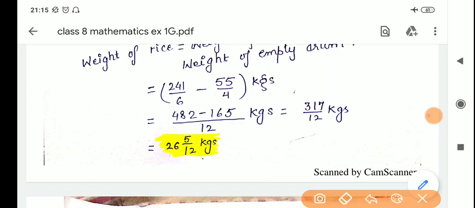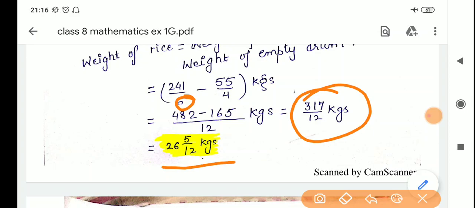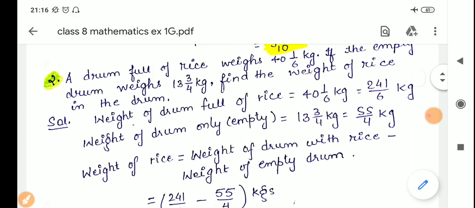241 by 6, the weight of the drum containing rice, minus 55 by 4, the weight of the empty drum. By taking the LCM, 12 is the LCM. 12 divided by 6 will be 2, so 2 ones are 2, 2 fours are 8, and 2 twos are 4, minus 3, because 12 divided by 4 is 3. So 3 fives are 15, 1 carry, 3 fives are 15 and 1 is 16. When we calculate, it is 317 by 12 kgs, and in mixed fraction that will be 26 complete 5 by 12 kgs. Clear? Now 2 questions we have done.